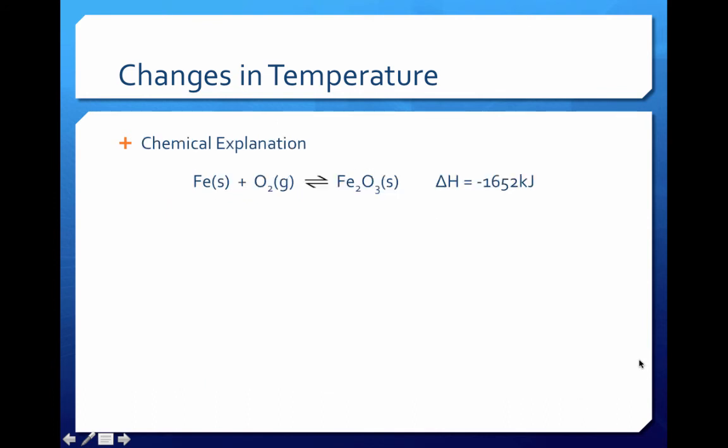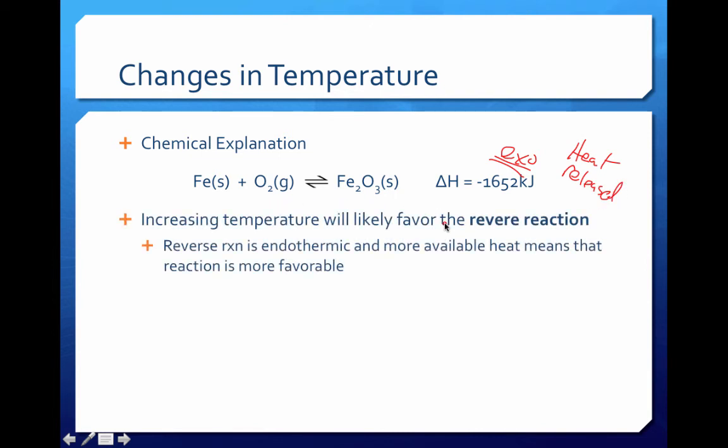Let's talk about an example. Here we've got iron metal reacting with oxygen gas to create iron oxide, Fe2O3, and in this case the delta H for this reaction is negative, meaning this is exothermic. This reaction is going to give off heat. So we'll say over here that heat is released in the forward reaction. So if I were to increase the temperature surrounding this reaction, that would actually favor the reverse reaction.